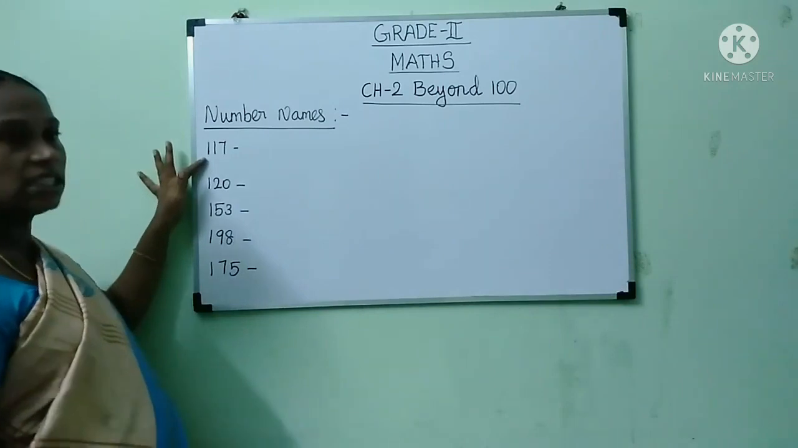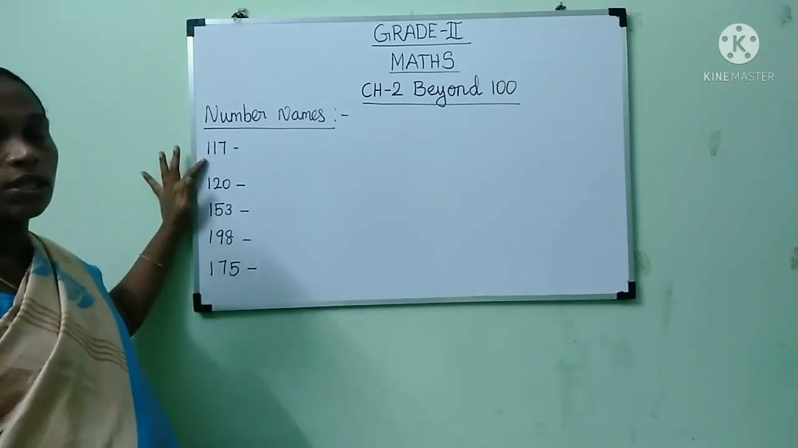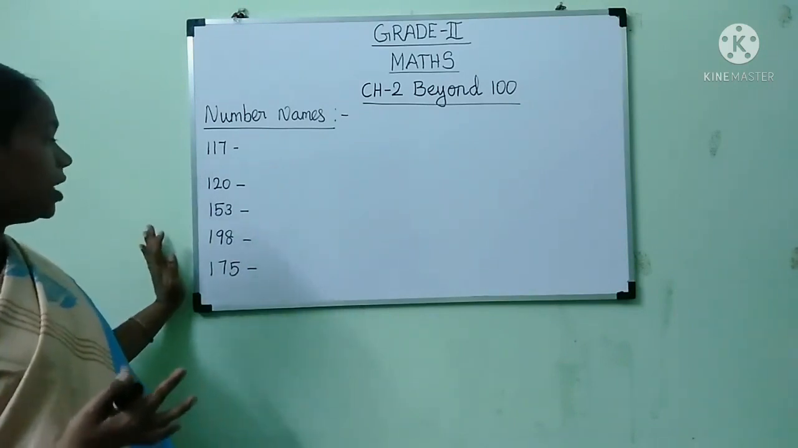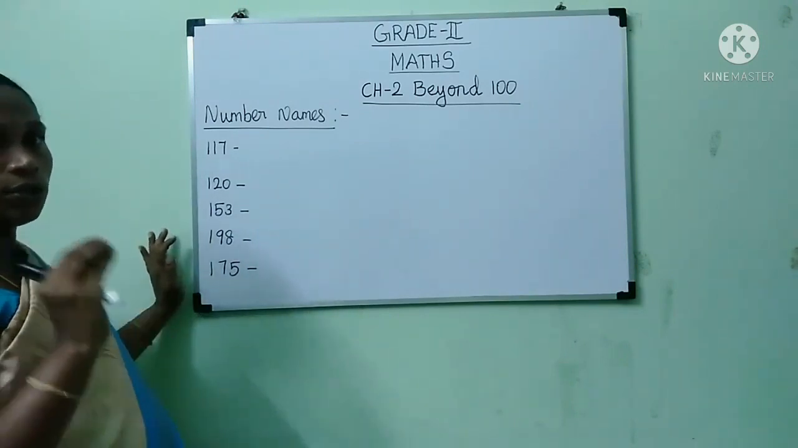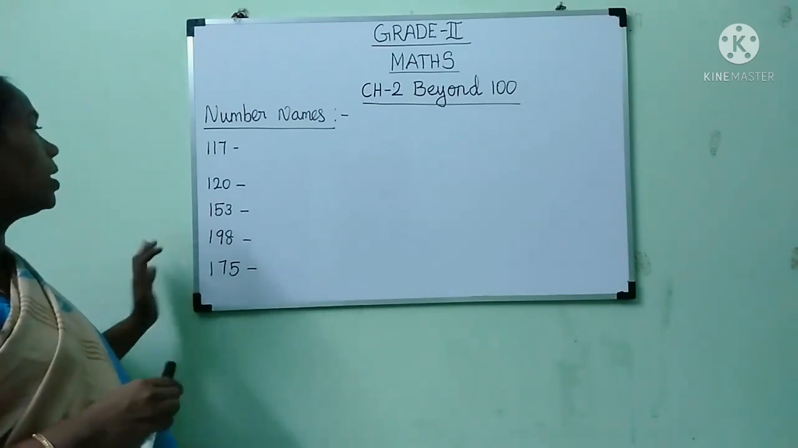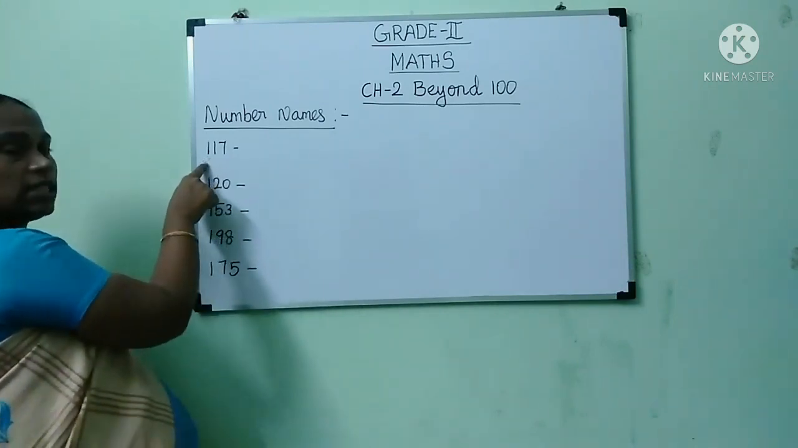This is 3-digit number names. Here, five numbers are given randomly. You should read these and write the number names. Okay, see, how to read this number?